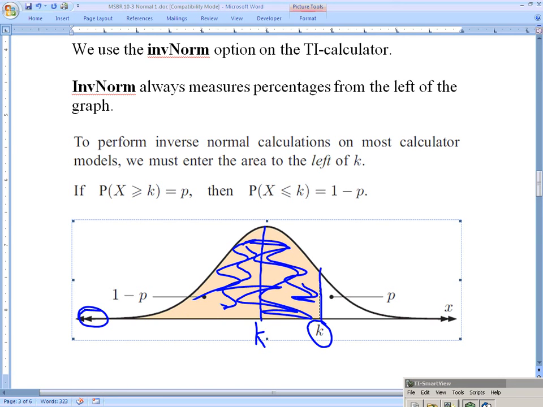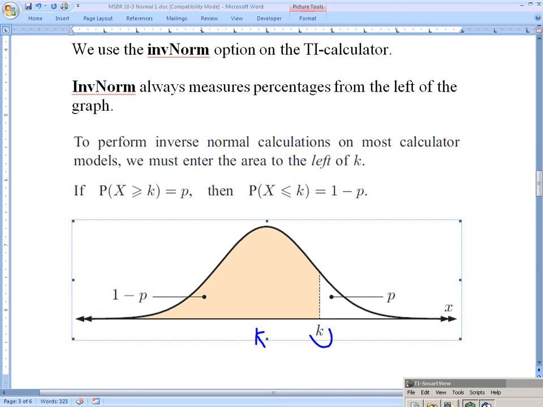Now, if you put in something like 15%, it's going to be way over here on the left. Somewhere like here might be my new k value if I put in 15%. It only covers 15% of the data from the left. So what happens when we want to have data on the right?